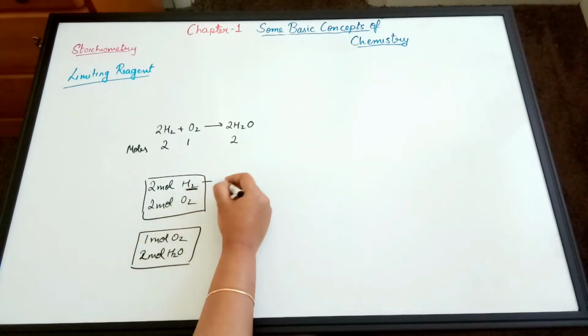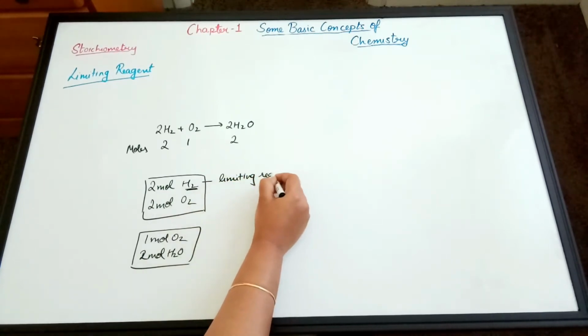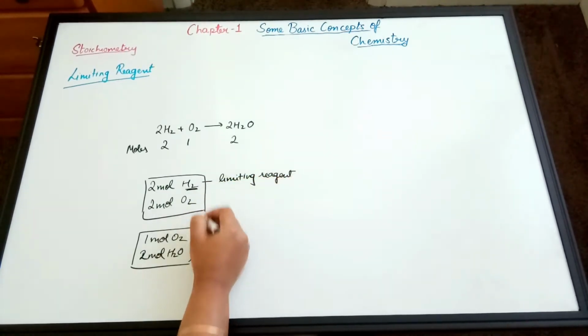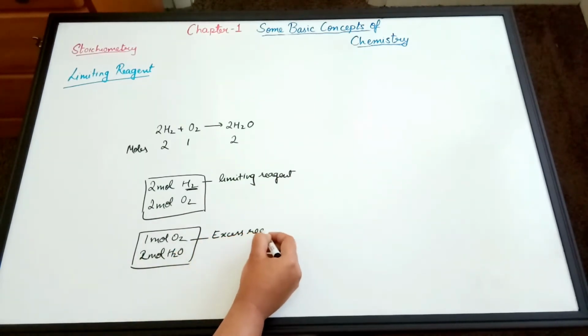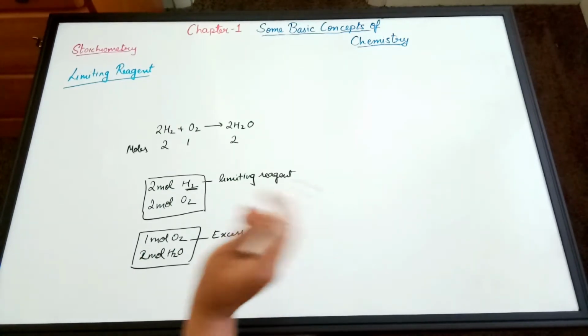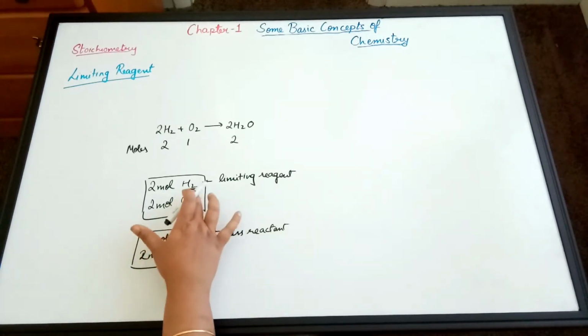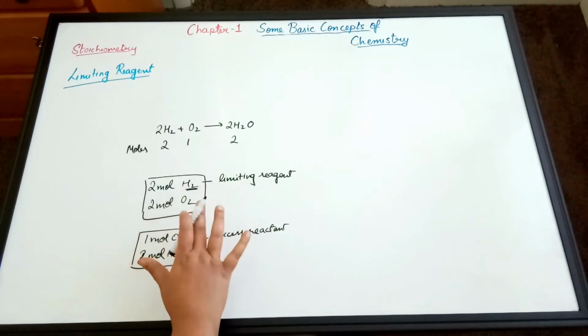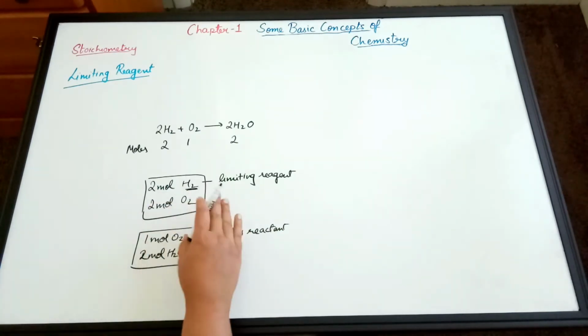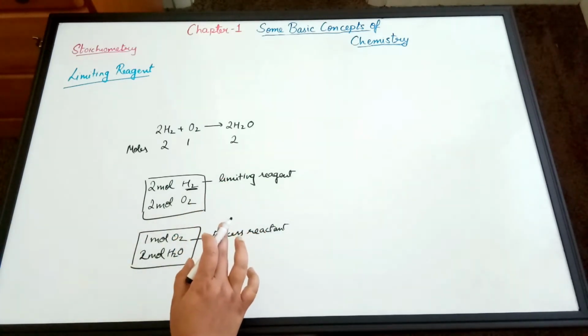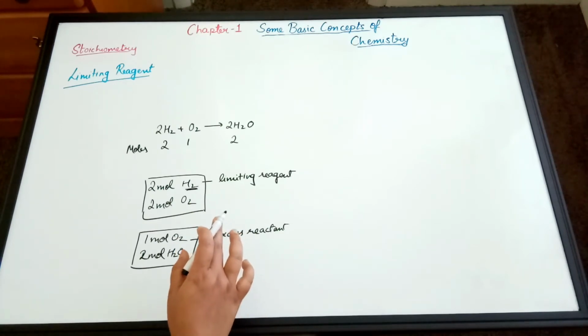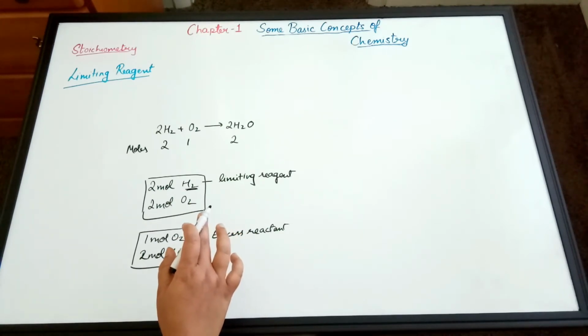So hydrogen is the limiting reagent and oxygen is the excess reactant. So basically what you can see is that when the hydrogen gets used up completely in the chemical reaction, the reaction is stopped, which makes it the limiting reagent. So basically the reactant that gets completely consumed in a chemical reaction is called the limiting reagent.